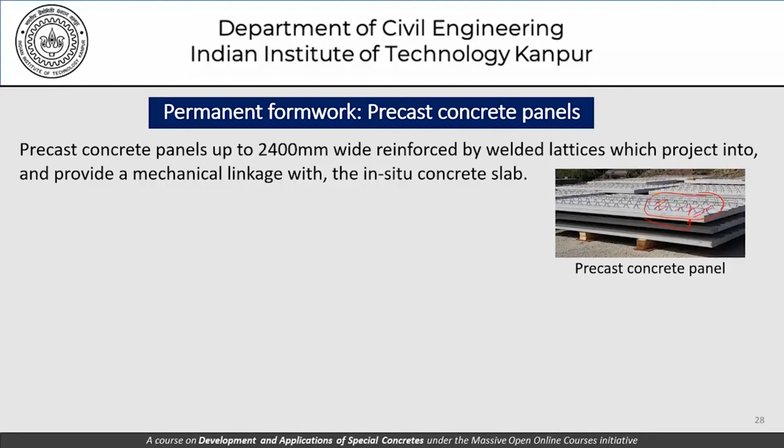hooks which have been provided to provide some kind of an anchorage or prevent any slippage between this formwork and the slab. So what we're talking of, a slab construction, we'll have this kind of a precast formwork with some kind of hooks, the way they are shown here, and on top of this we cast the normal concrete. So this precast concrete becomes a part of this overall slab.